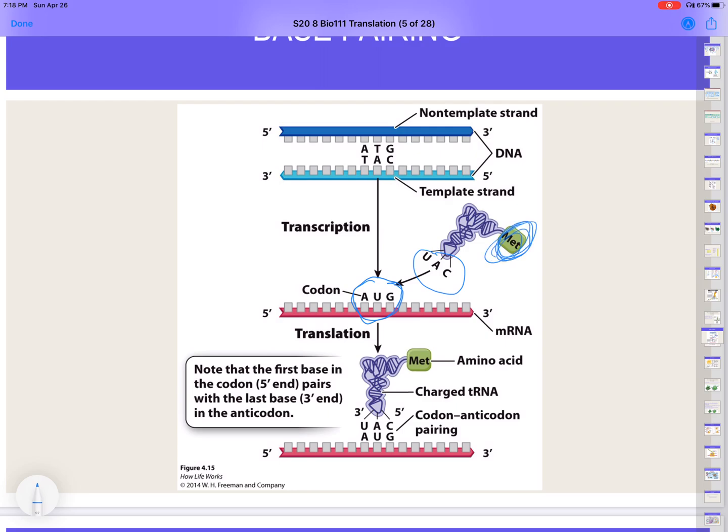Methionine always starts a chain, and so the first amino acid is always going to be a methionine. And so the start site here, the code that binds to methionine is AUG. And so the tRNA will have something that's complementary to the AUG, UAC, right? UAC, and then it's always going to put a methionine in here.